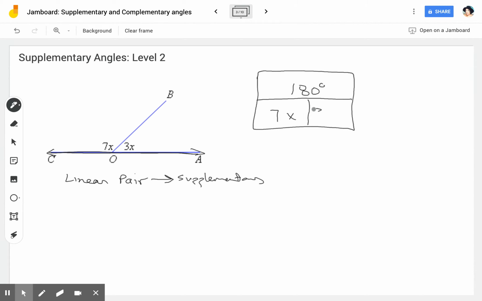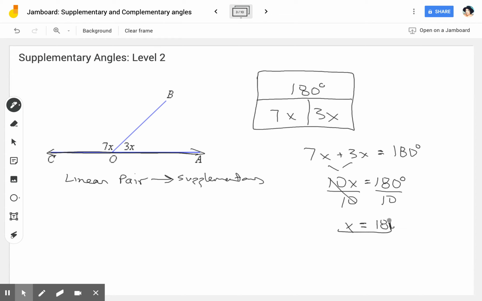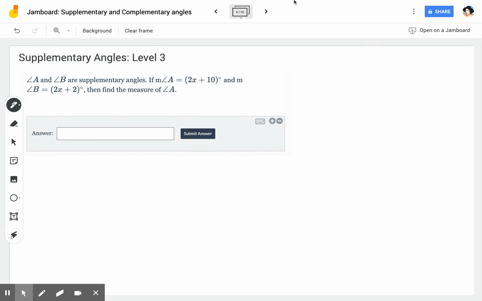So I have 7x and 3x equaling 180 degrees. If I want to solve, I will simply say that 7x plus 3x is equal to 180 degrees. When I add the two terms together, I get 10x is equal to 180 degrees. And then lastly, by dividing both sides by 10, I get that x is equal to 18 degrees. Okay? So if you ever need to pause the video or go back, I encourage you to do so that you're understanding the nature of how we do these problems.